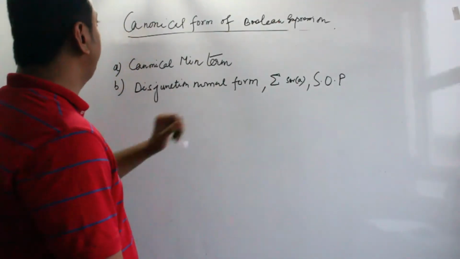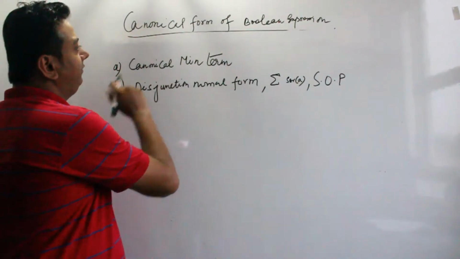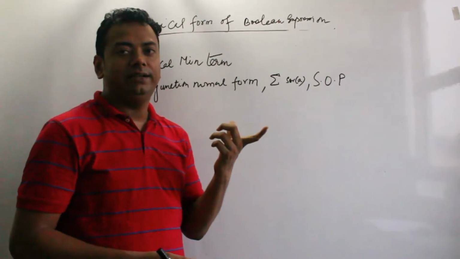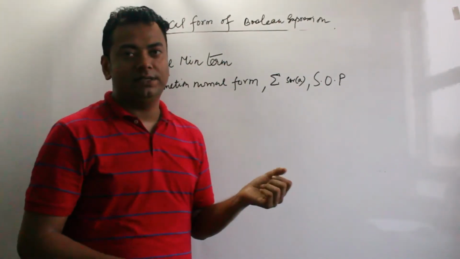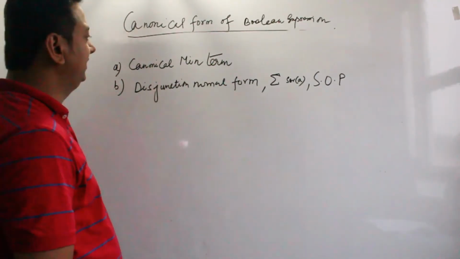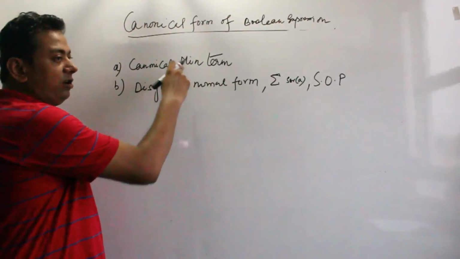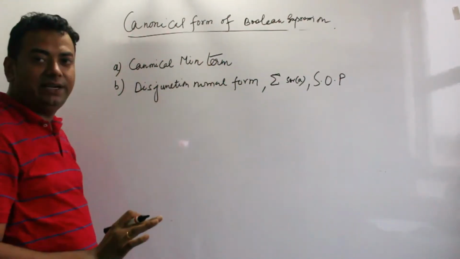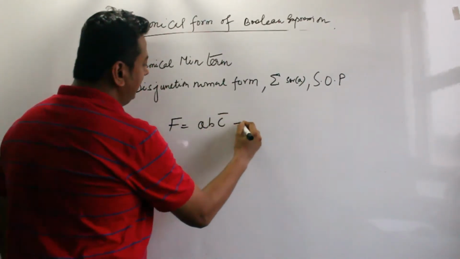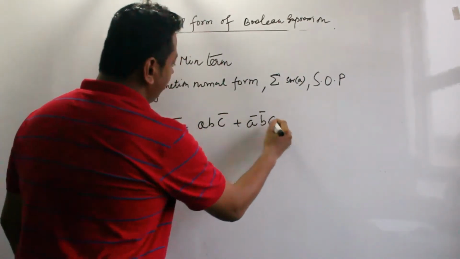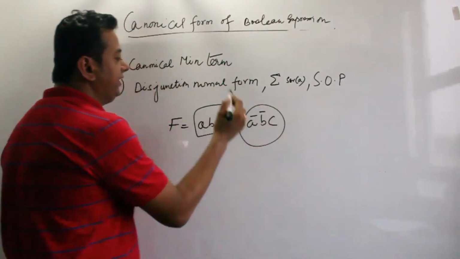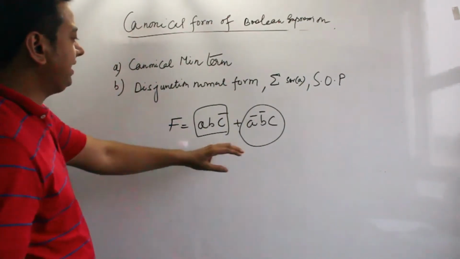So let's now see in detail canonical form. We have already seen what is canonical form. If in any expression, any of the implicants should have all variables within that implicant. So what is canonical min term? It is the same as what we talked about for the implicant. So if we have a function f, let's say a b c bar plus a bar b bar c, this is a canonical min term, this is a canonical min term. Okay.